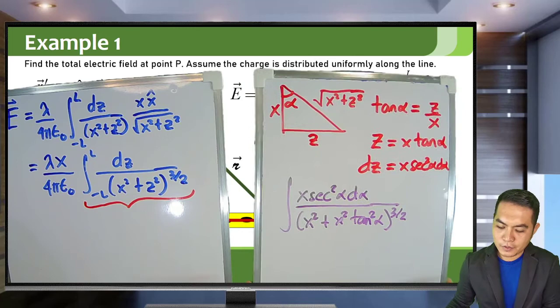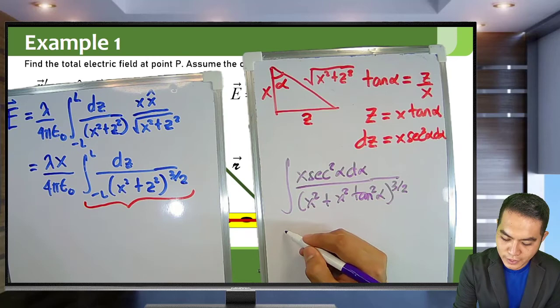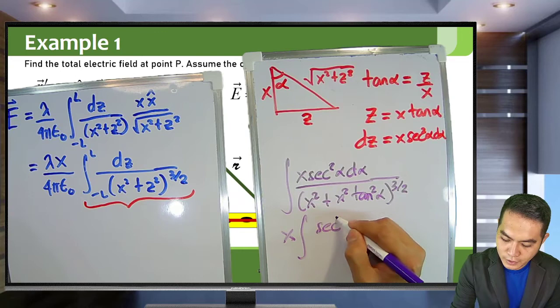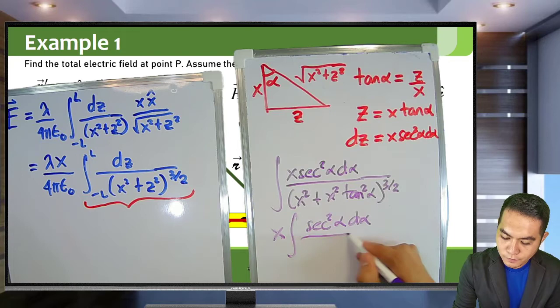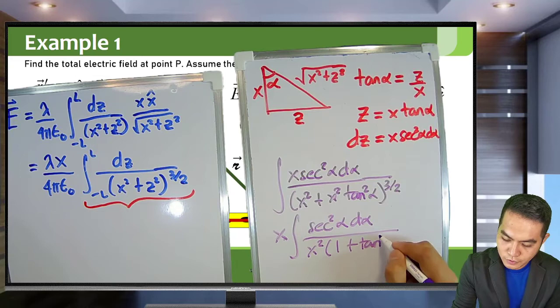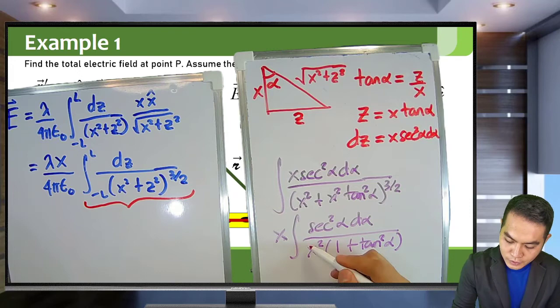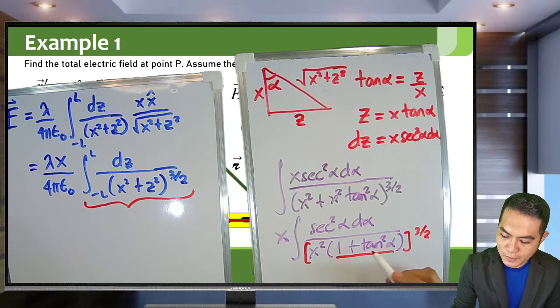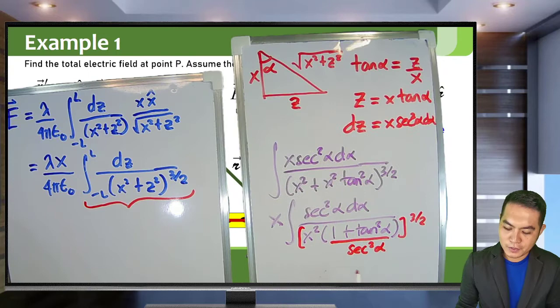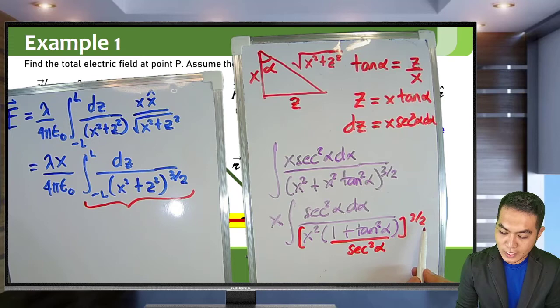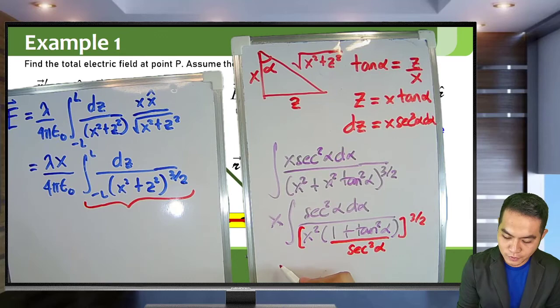Okay, so x is definitely not a function of alpha, so we can take it out of the integral. And then we are left with secant squared alpha d alpha. Now, if we factor out x squared here, we'll have 1 plus tangent squared alpha, and this whole term is raised to the power of 3/2. Now this term, 1 plus tangent squared alpha, is just the identity for secant squared alpha. So we have x squared raised to the power of 3/2, that will give you x cubed. So you have an x cubed in the denominator, you have an x in the numerator, so therefore out of the integral you will have 1 over x squared.